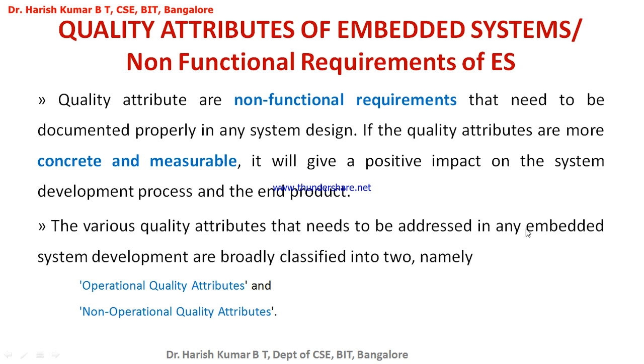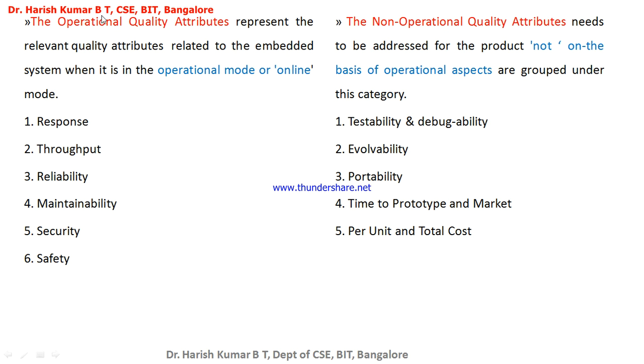And here, the quality attributes, the non-functional requirements of the embedded system, can be broadly classified into these 2 types. One is operational quality attributes, the non-functional requirements that are exhibited by the system when the system is functioning online. The other is non-operational quality attributes, the quality attributes that will be exhibited by the system when it is under development or testing. I have them side by side just for better understanding.